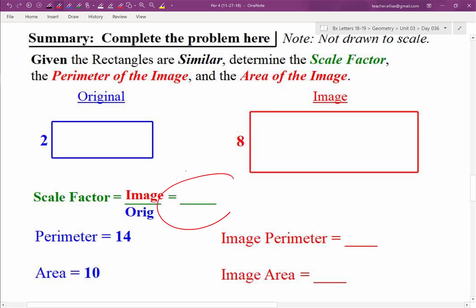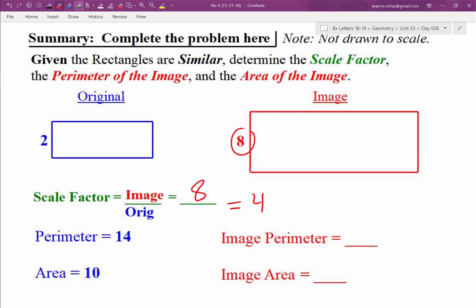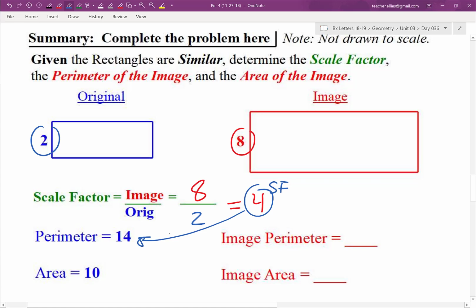Answer that first question. What's your scale factor? 4. Where did 4 come from? 8 divided by 2. 8 over the corresponding side 2. Okay, well, this is your scale factor. How does the scale factor affect the original perimeter? It just multiplies. So it's 14 times your scale factor.